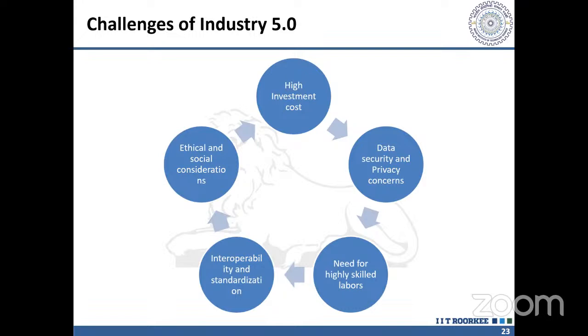Another challenge is ethical and social considerations, like the impact on employment and the need to ensure that new technology is used ethically and responsibly. Right, a company needs to consider these factors when implementing Industry 5.0. This is the main factor for highly populated countries.